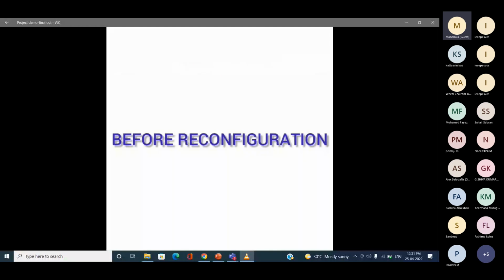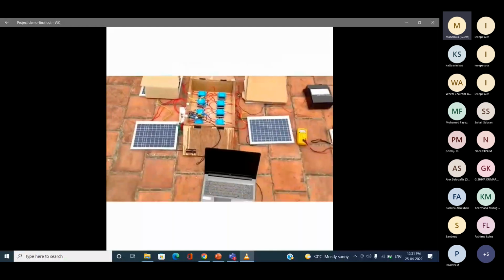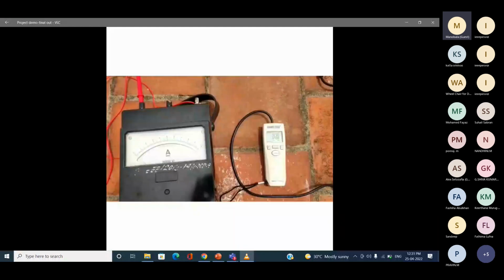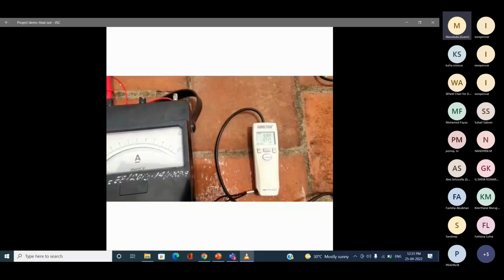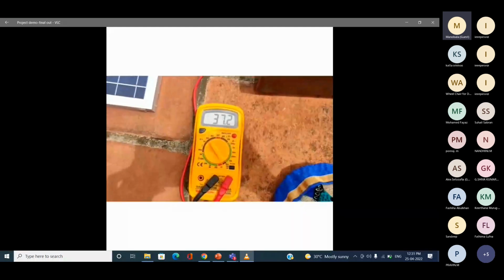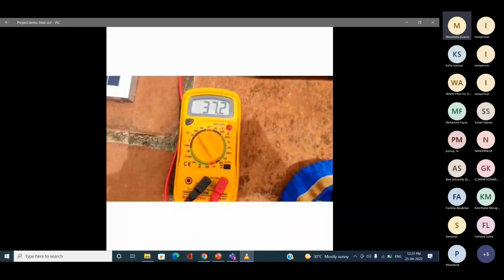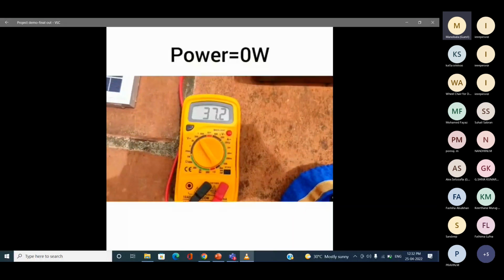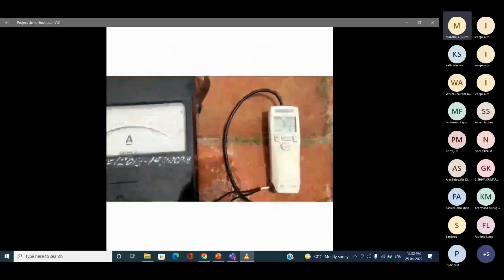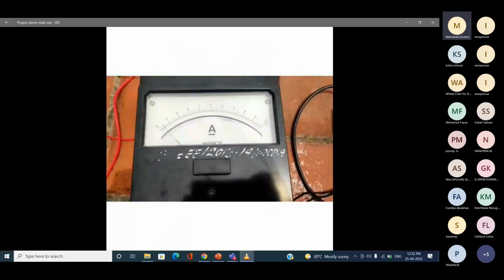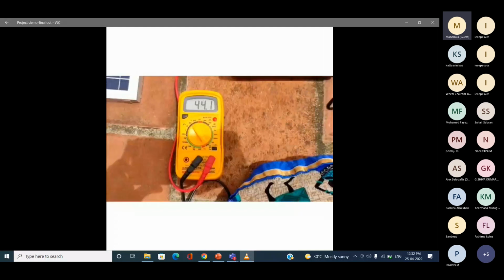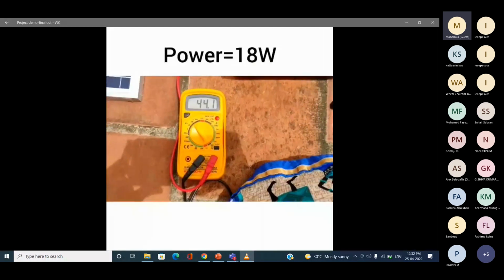Under 2-panel shading condition for reconfiguration for the experimental setup, at the same radiation level, the current is 0 amps. So the power is 0 watts. After reconfiguration, the current improves to 0.3 amps. So the total power is 18 watts.